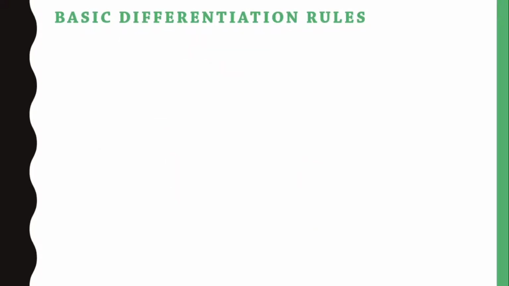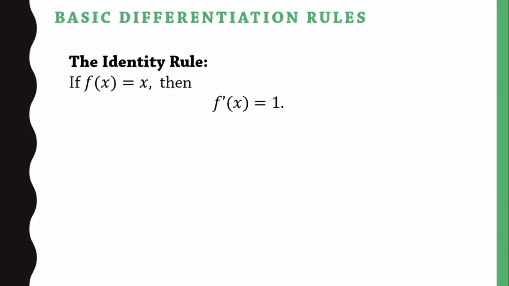Let's move to the next differentiation rule, which is the identity rule. According to the identity rule, if f of x is equal to x, then f prime of x is equal to 1. This simply tells us that if we have the identity function f of x equals x or y equals x, the derivative of that function is always 1. Take note, the derivative of x alone is 1. Next, we will use this as we go along.